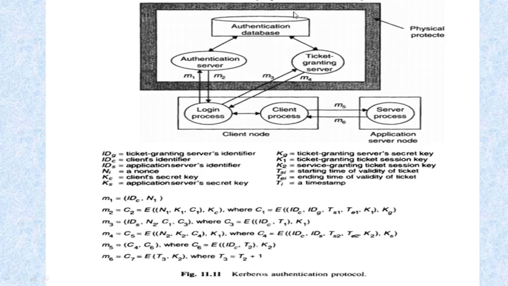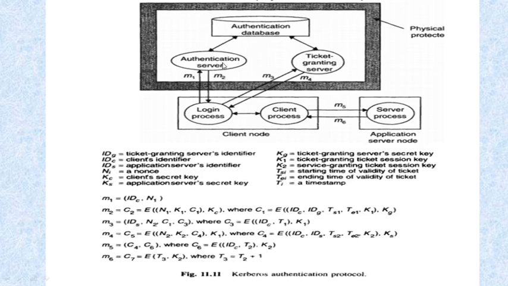The key component of this Kerberos system is the Kerberos server. It acts as a key distribution center, KDC, and this Kerberos server will have the authentication database. This database will store the user ID and password of all the users of the system, and it also shares a unique secret key with each server in the system.